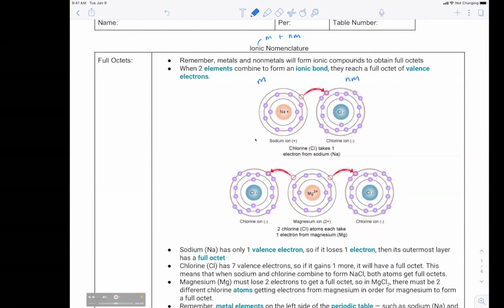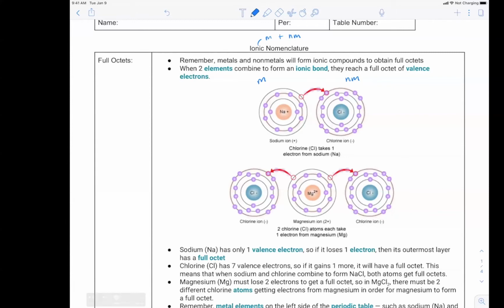And you can see, right? Sodium, or your metal, is going to be the one that gives away its electron, because if it gives away its valence electron, it'll have a full valence shell. And then your nonmetal will be the one that wants to gain an electron, because when nonmetals gain electrons, they get a full valence shell. So ionic bonds are always formed to reach that full octet.